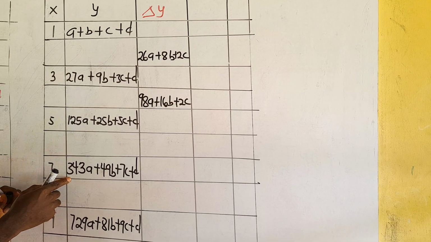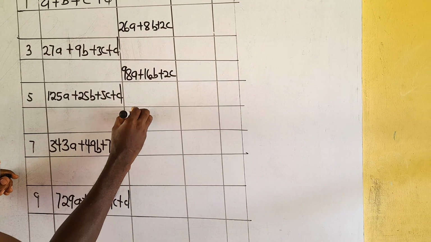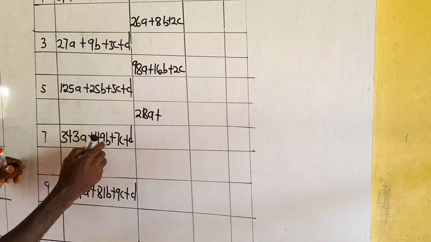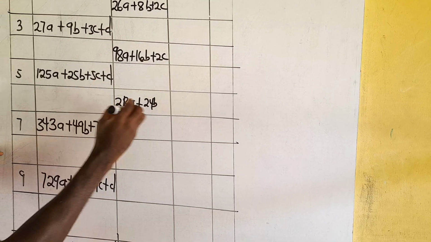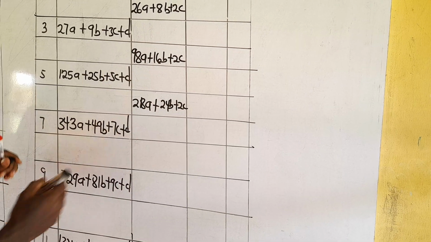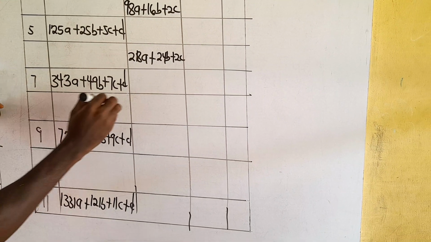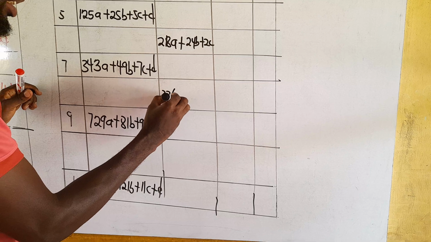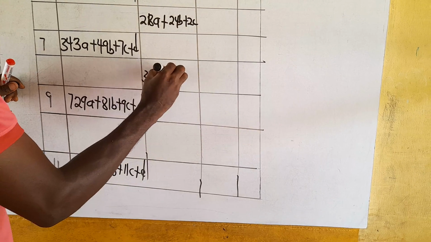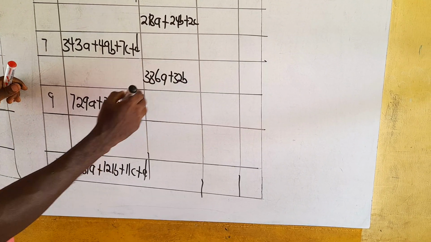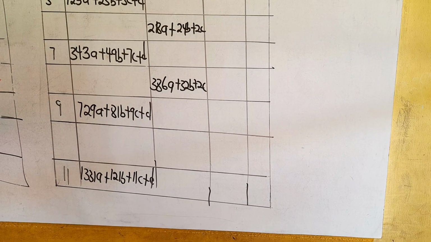Now we come here. 343 minus 125 will give us 218a. Then 49b minus 25b will give us 24b. Then 7c minus 5c, that will be 2c. D minus d will be 0 again. Then 729a minus 343a will be 386a. Then 81b minus 49b, that will be 32b. Then 9c minus 7c, that will be 2c. And d minus d again is 0.